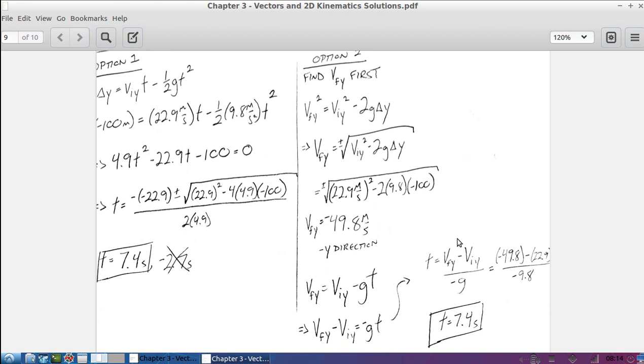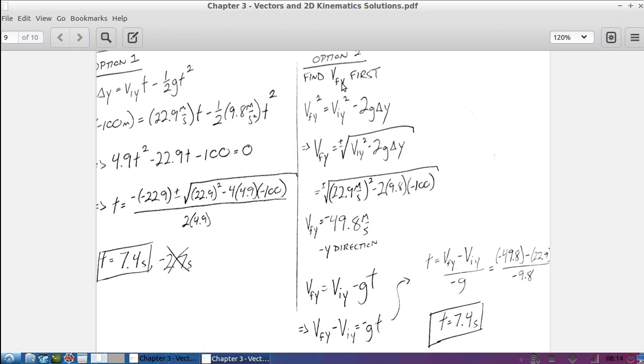If you're like me, this option 2 works especially well because we actually stumble upon some information that we need in the next part of the problem. So I'm avoiding the quadratic, and just like in that previous free fall problem where I gave you another option, I'm solving for v final in the y direction first.